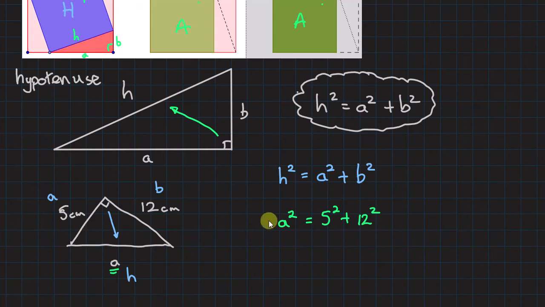So their diagram is what I'm writing in green. My relabeling is what I'm thinking, and that's in blue. So I'm relabeling my diagram to say where A, B, and the hypotenuse H is. That's the important one to get right. Where is the hypotenuse? Now I can go through and try and solve the problem. A squared is equal to, and this is where I'll bring in my calculator.